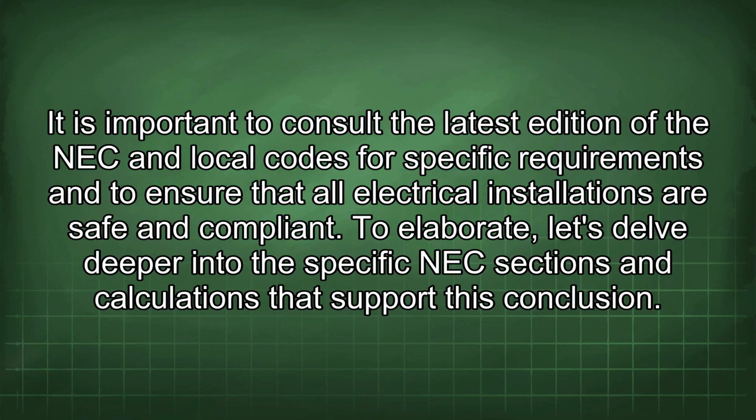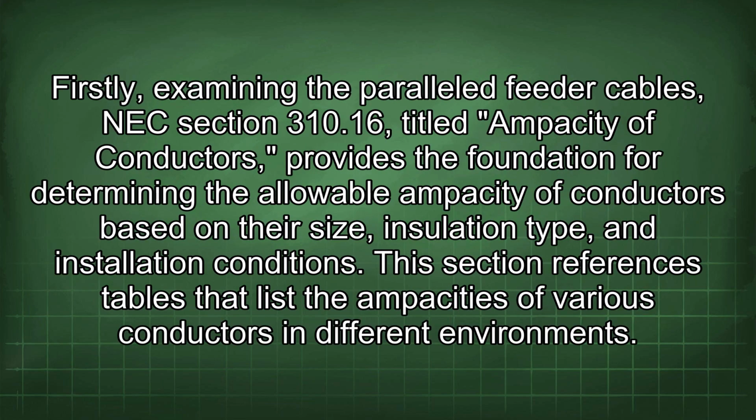To elaborate, let's delve deeper into the specific NEC sections and calculations that support this conclusion. Firstly, examining the paralleled feeder cables. NEC Section 310.16, titled Ampacity of Conductors, provides the foundation for determining the allowable ampacity of conductors based on their size, insulation type, and installation conditions. This section references tables that list the ampacities of various conductors in different environments.